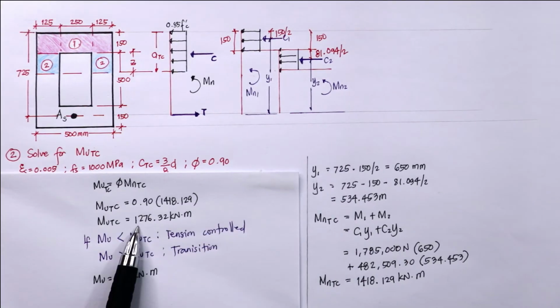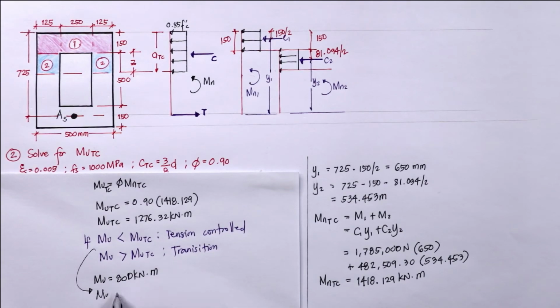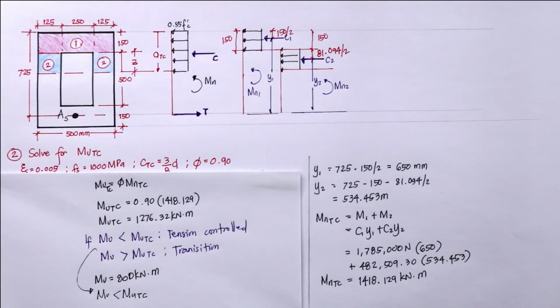Since ang value ng MUTC is 1276.32 kN meter and MU or the moment capacity is 800 kN meter, papasok tayo sa criteria na to. MU is less than MUTC. Kaya yung classification ng beam natin is tension controlled. Ang gagamitin nating value ng reduction factor sa actual moment capacity is 0.90.